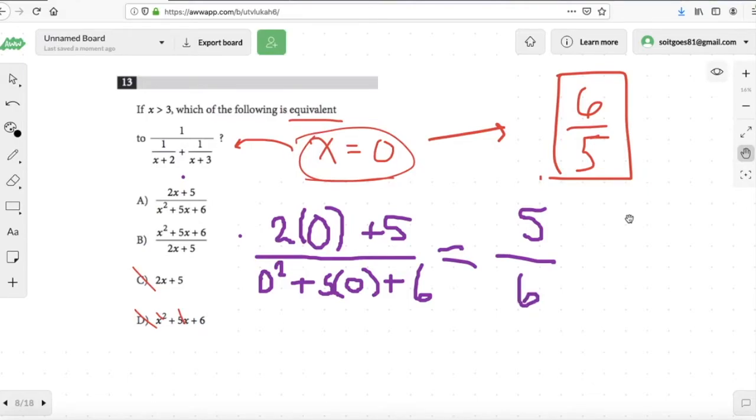Okay. Does that give us 6 over 5? No, it gives us 5 over 6. Right? So we can eliminate answer choice A. What about answer choice B? Probably the right one. Yeah, it's looking good, right? It's looking good. Let me see you plug it in.